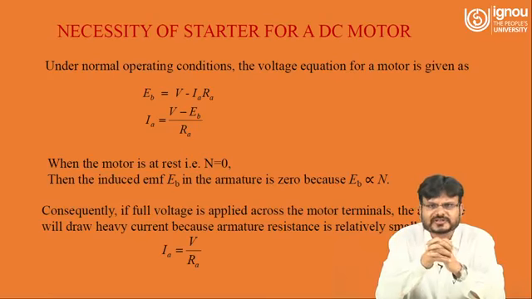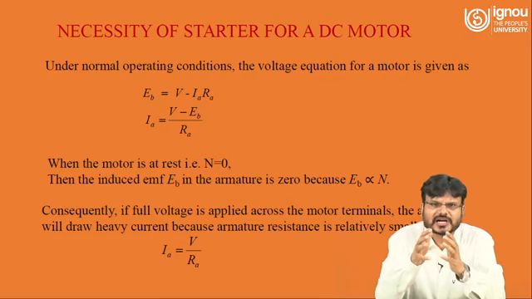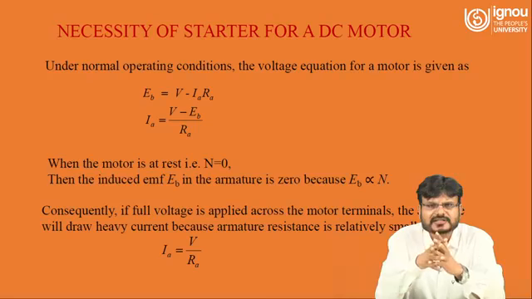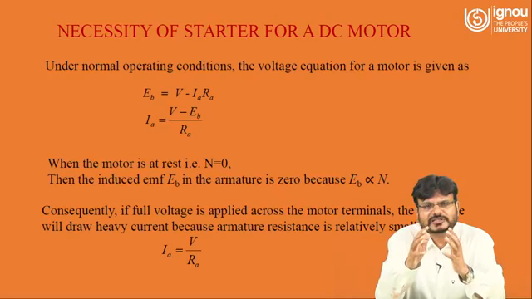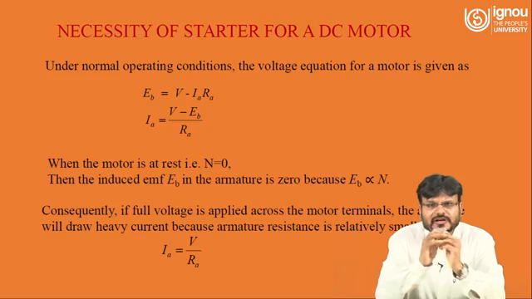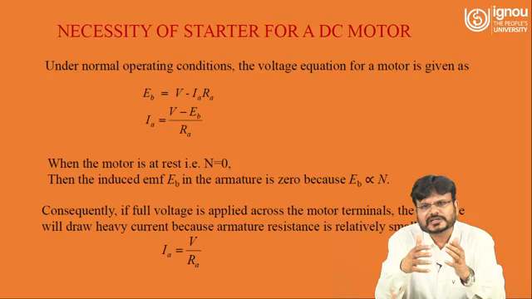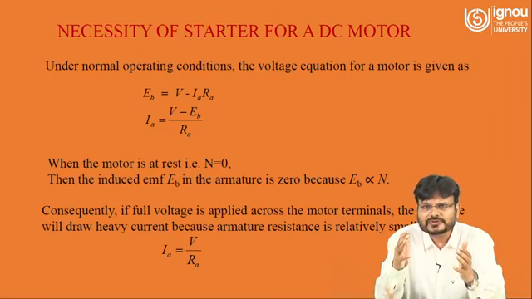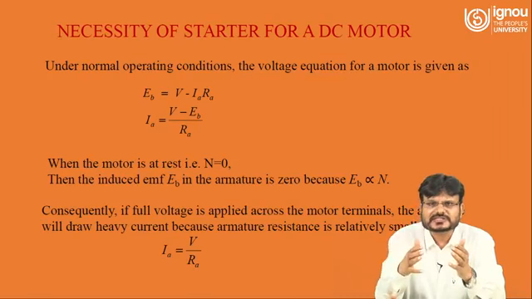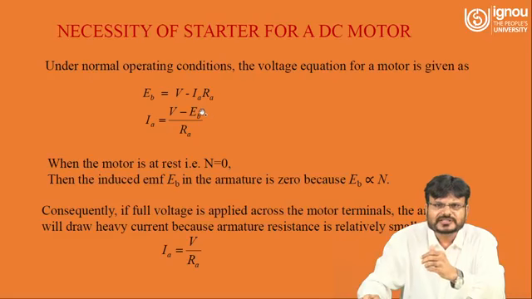So the back EMF generated in the armature is directly proportional to the speed of the motor. Suppose the motor is just about to start, or is at rest. At that time, the speed of the motor is equal to 0. As the back EMF is directly proportional to the speed, if speed is 0, then Eb is 0. If Eb is 0, that means the armature current is equal to the applied voltage divided by the armature resistance.